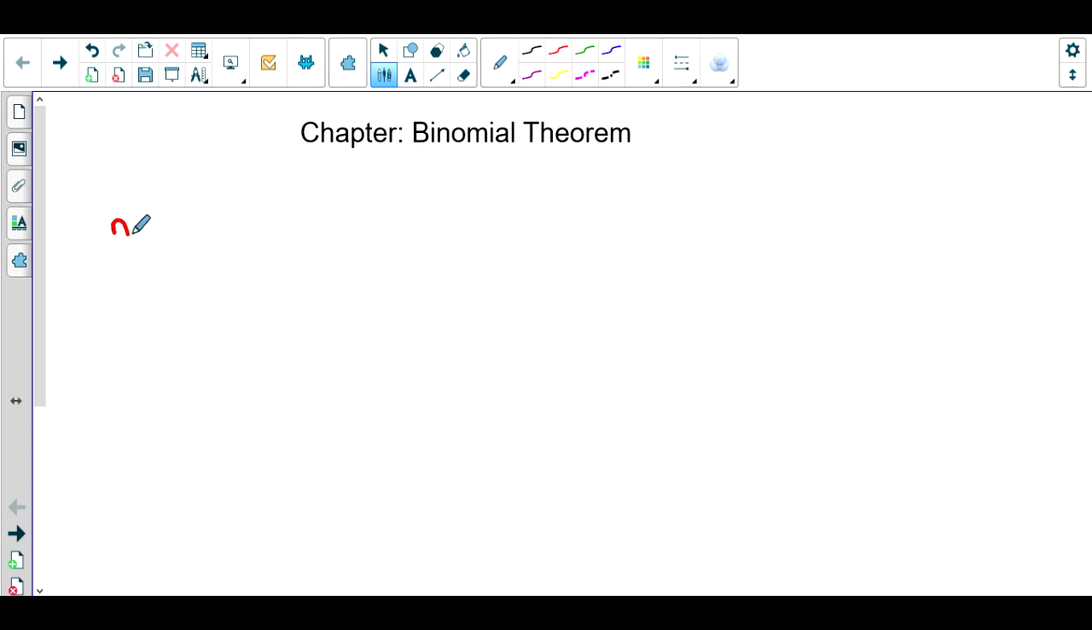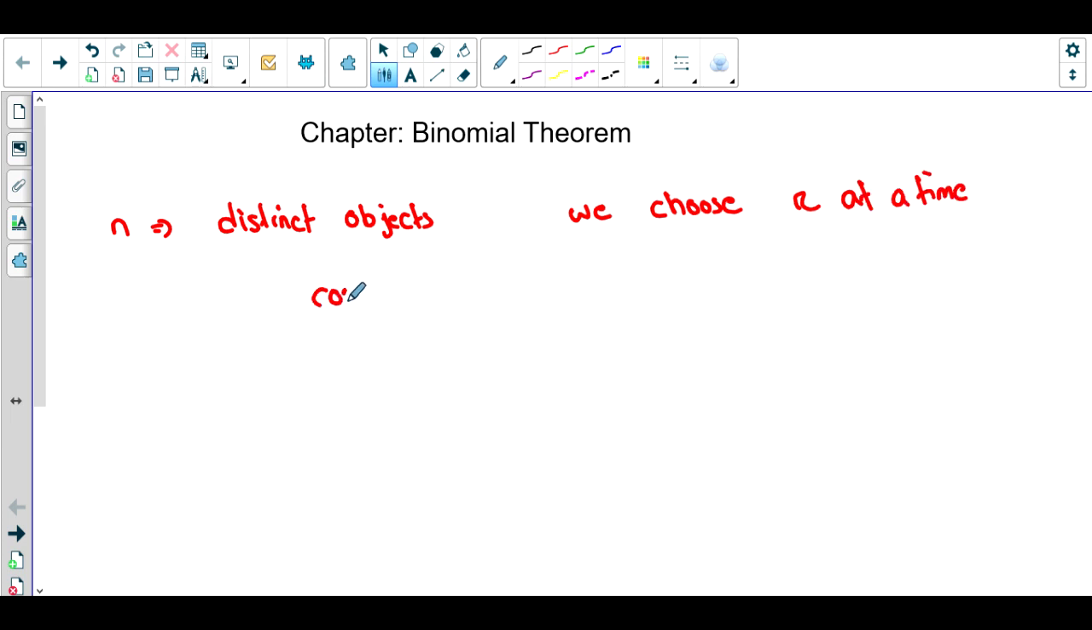Let's say we have n distinct objects. Distinct objects means they are different, they are not the same. And from these n distinct objects we choose r at a time. So how many combinations can we make? How many combinations are possible for them? Like we have 5 objects and we want to take 2 out of them. So how many combinations are possible?